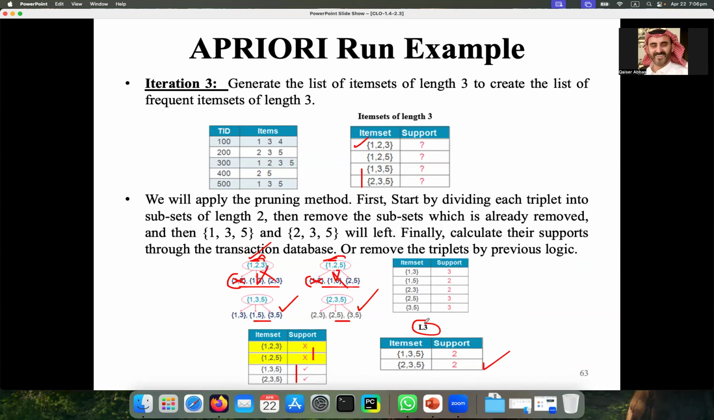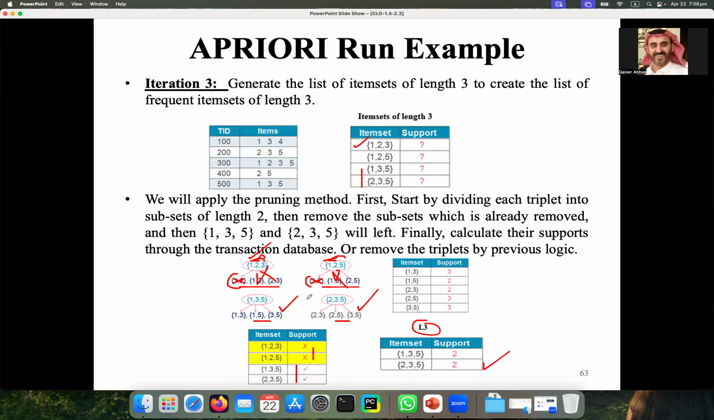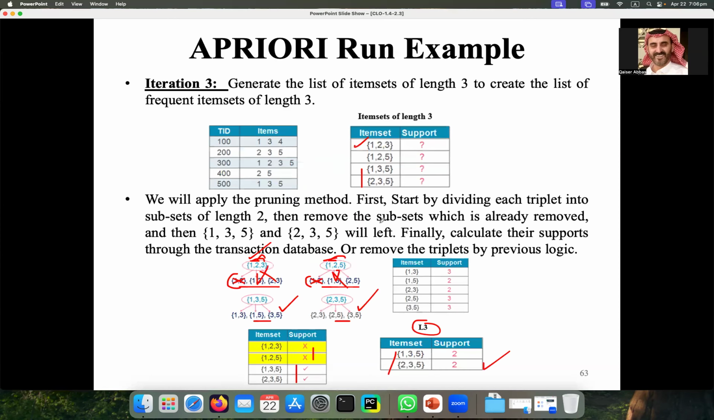Now, iteration 4. Our list is not empty yet. Our list still has items. When this list becomes empty, then we have to stop. This is what the algorithm said. So in iteration 4, I copied the data set again. Previously it was triplets, 3 items. Now in iteration 4, we will keep 4 items together. And accidentally we have 4 items left.